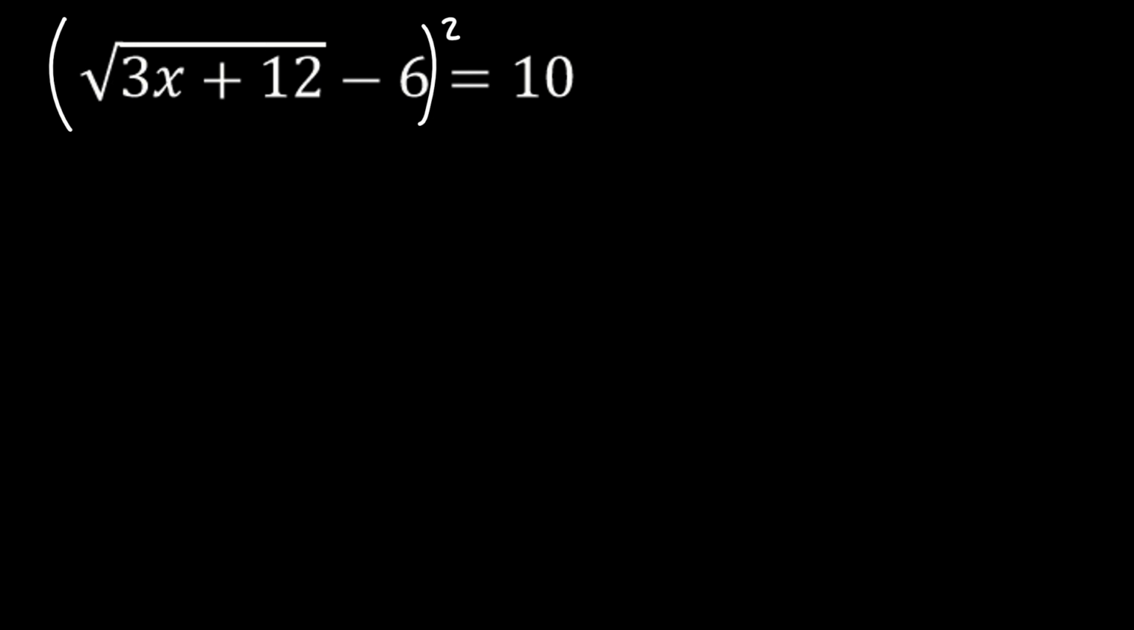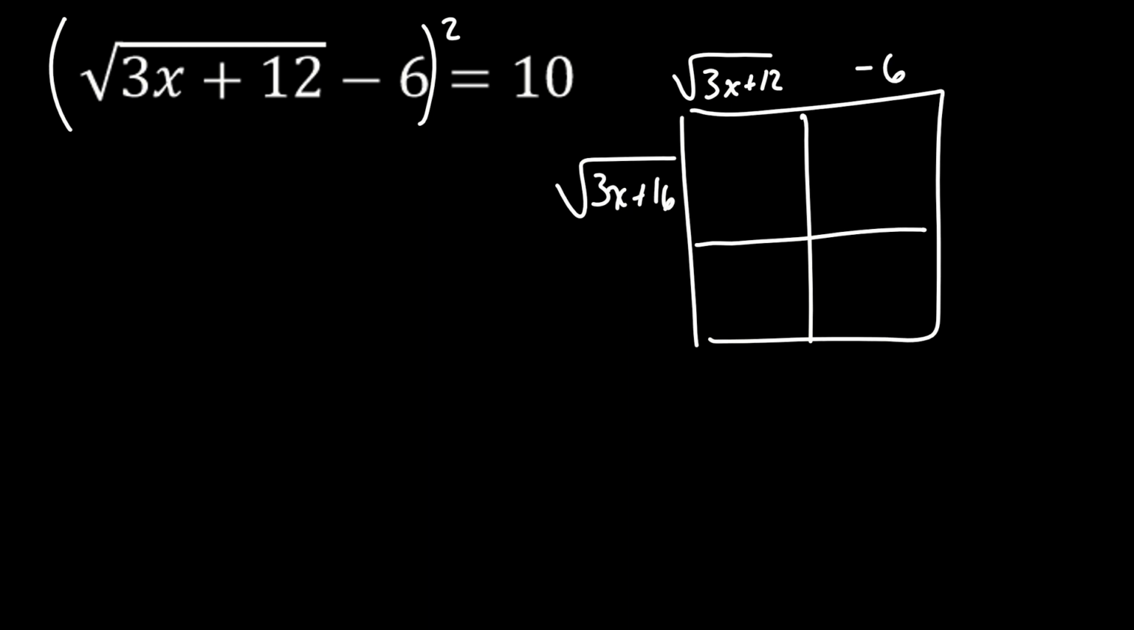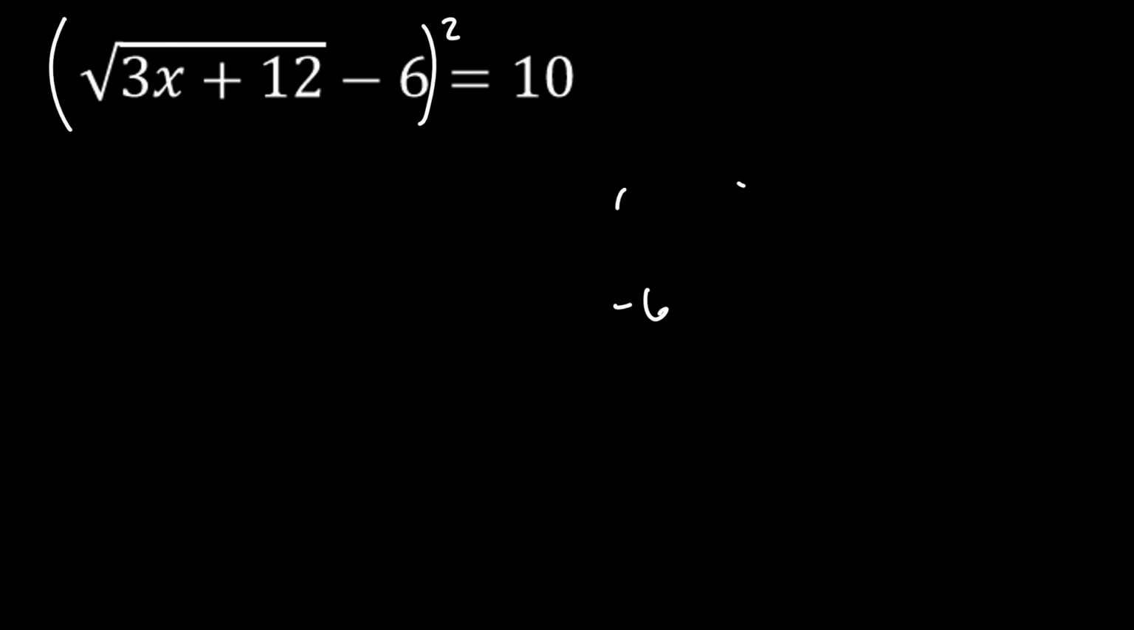That's actually a binomial. And when you want to square that binomial, right, you would need an area model to talk about that. So one of the dimensions would be the square root of 3x plus 12, and then it's a -6, and you'd have another square root of 3x plus 12, and you'd have a -6 down here. And you could find all four of these and attempt to simplify it. I don't think that's a great way to go, right?